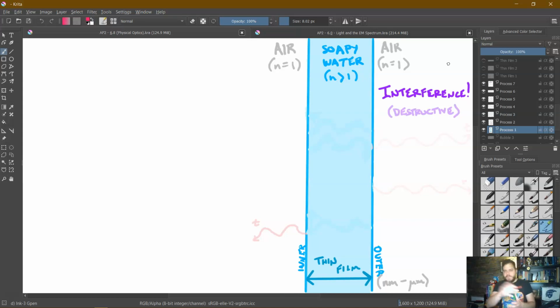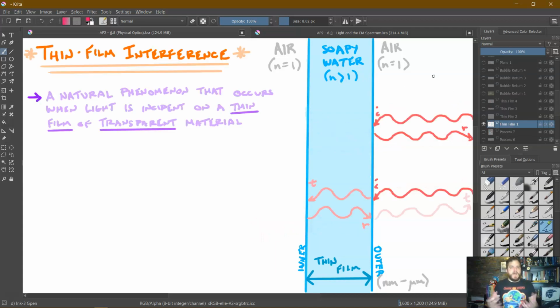And in this particular situation, the way I drew them, they were out of phase with each other, and that would result in destructive interference. So those light waves would actually greatly diminish in their brightness. If I had drawn it differently, it might have been constructive interference, which would have greatly amplified their brightness. And this process, this natural phenomenon, is known as thin film interference.